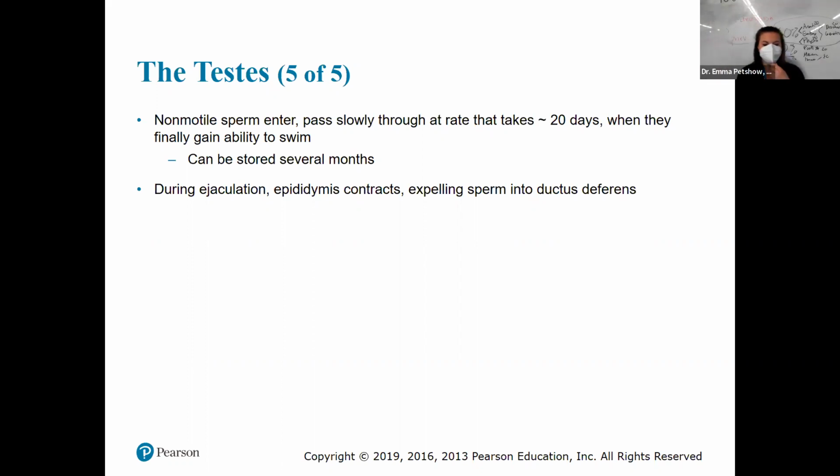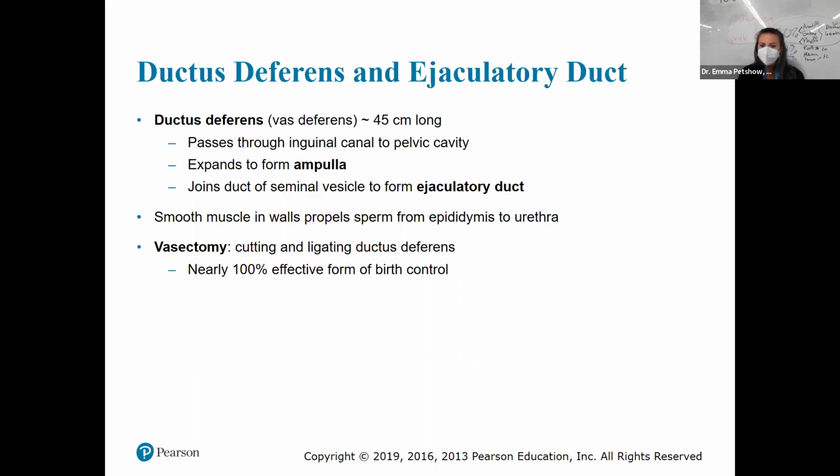But during ejaculation, that's when we do see the epididymis contract, and that's how we have expulsion of the sperm into our ductus or vas deferens. Our ductus deferens forms this ampulla, and it joins up with the seminal vesicle to form the ejaculatory duct. That's where smooth muscles in the walls really help propel, during this process. And a vasectomy is cutting and ligating that ductus deferens. So that's what a vasectomy does.